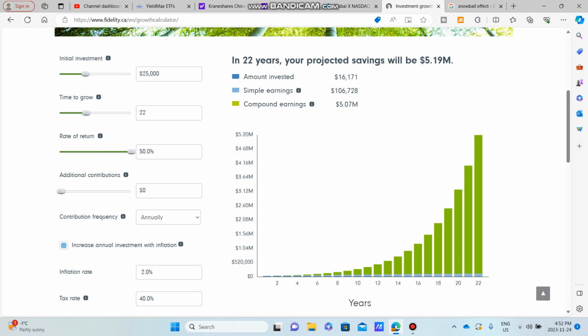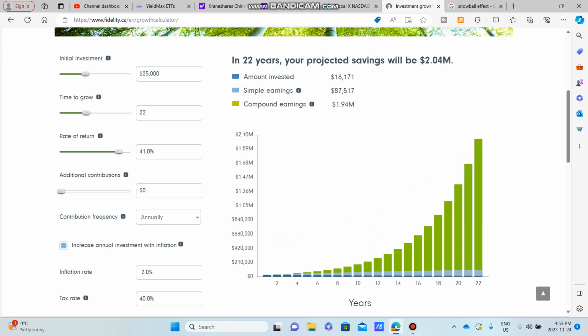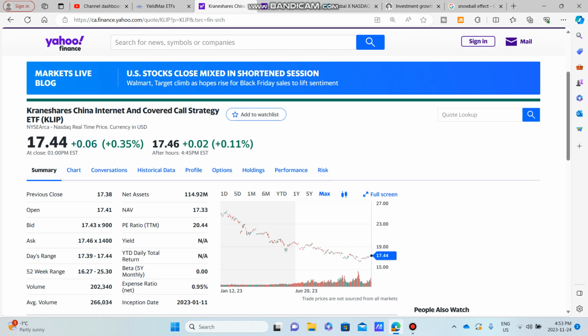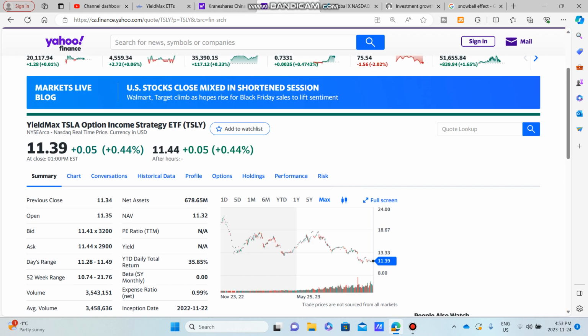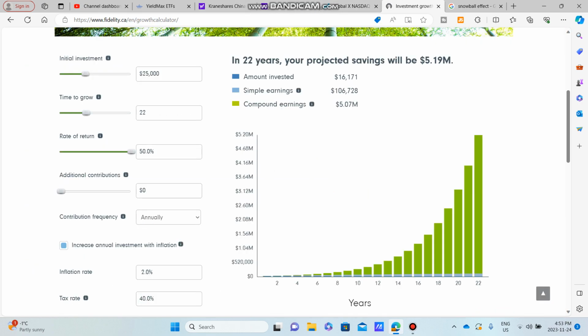Now, as you can see here, the compounding earnings section has completely overblown the total amount invested at the beginning. That is simply due to the returns being so high. Returns such as KLIP and TSLY, with TSLY paying roughly a 60% dividend and KLIP paying roughly a 50% dividend. Now, this investment calculator only goes up to 50%.